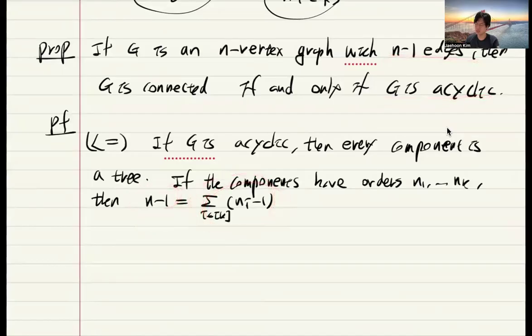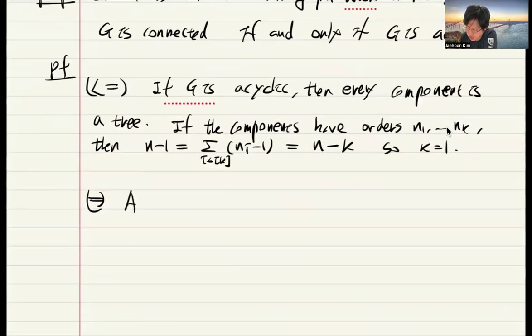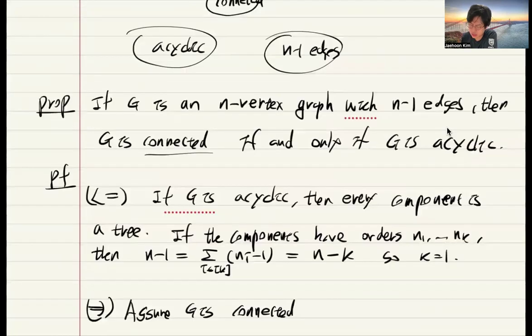And what? Each component is a tree. It has ni vertices, so it has ni minus 1 edges. So this holds, and this is the summation of ni, which is n, and then there are k of them. So k is 1. So it means that it is connected. And we proved the other one. Assume G is connected, so this is connected with n minus 1 edges.